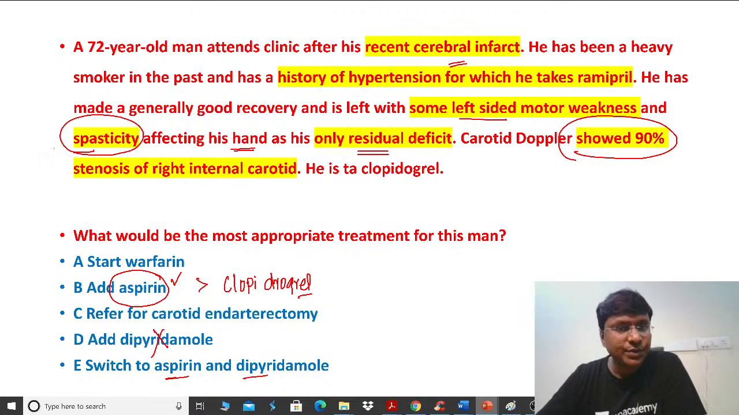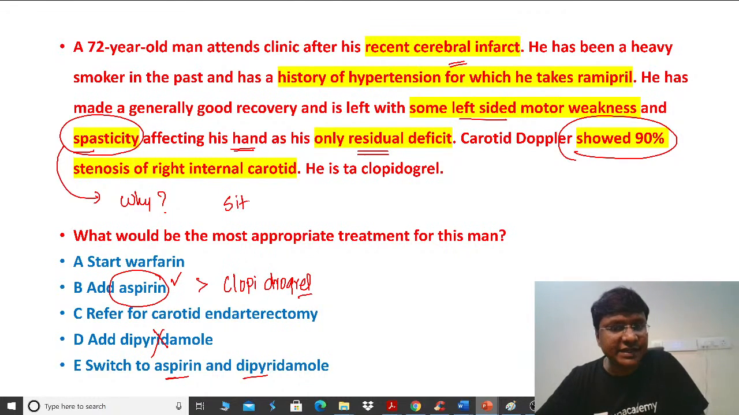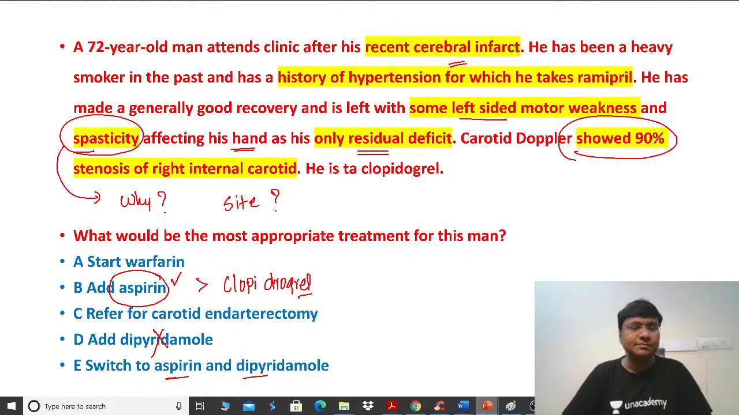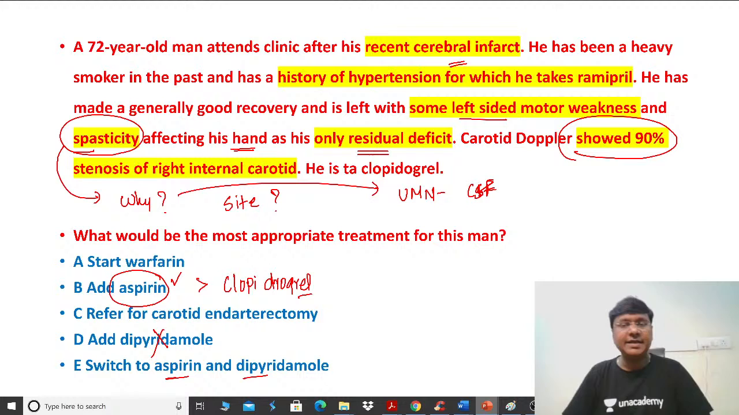Right? Now, you take this spasticity. Why is there development of spasticity in this individual? And what is the site of the infarct? Please tell me this. Why is there spasticity and what is the site of infarct in this patient? Why is there spasticity? That is because of involvement of your upper motor neuron, that is the corticospinal tract. That is the reason why there is spasticity.